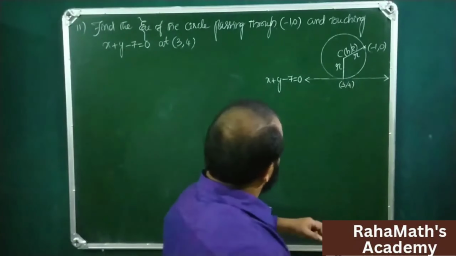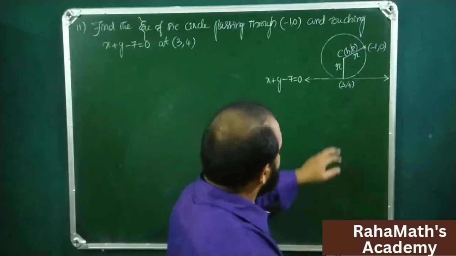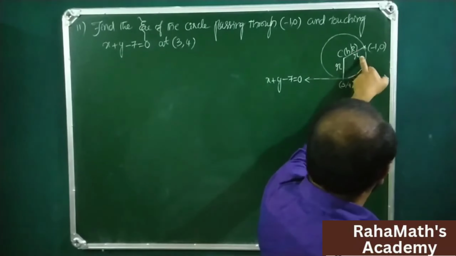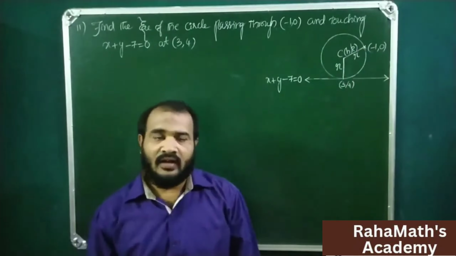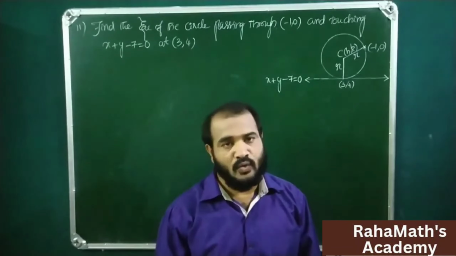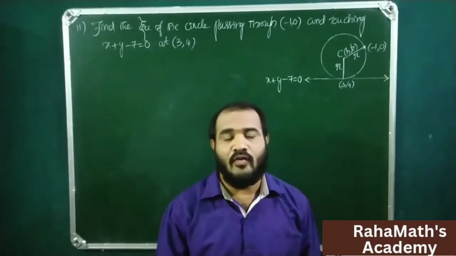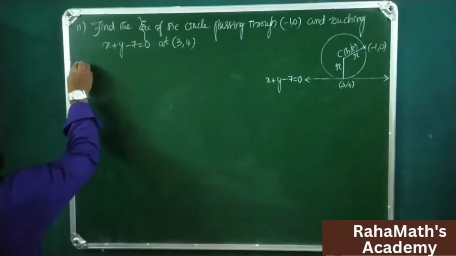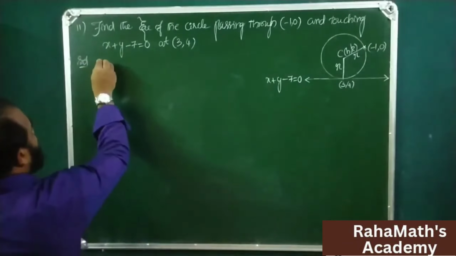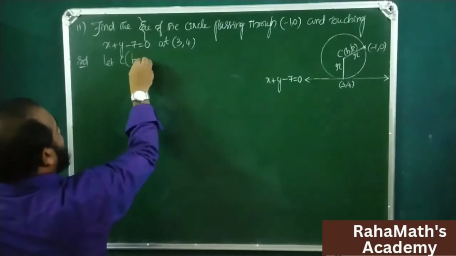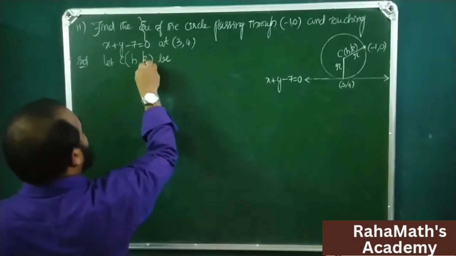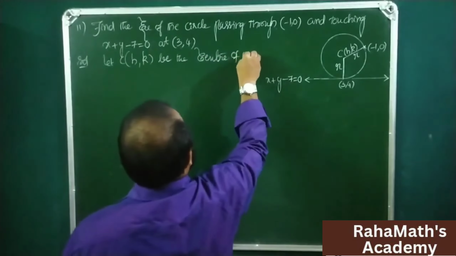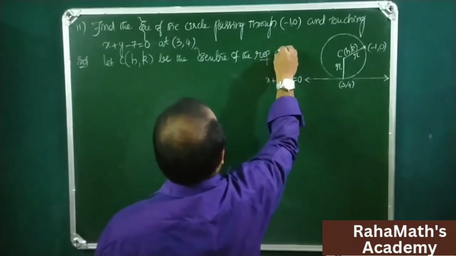So to obtain the equation of the circle, if we find h comma k, the center of the circle, and radius r, then what is the equation of the circle? X minus h whole square plus y minus k whole square equals r square. The central form when the center of the circle and radius are given. Okay. So let C h comma k be the center of the required circle.